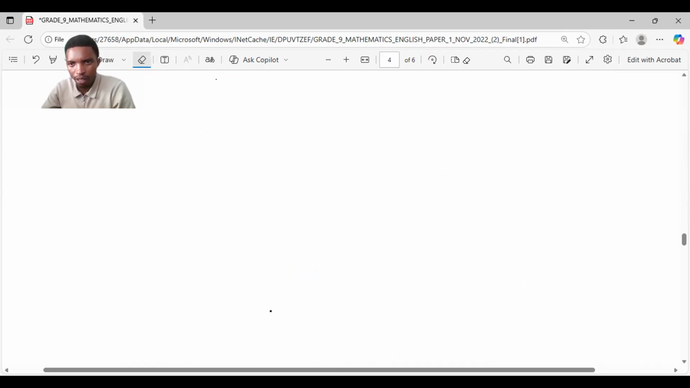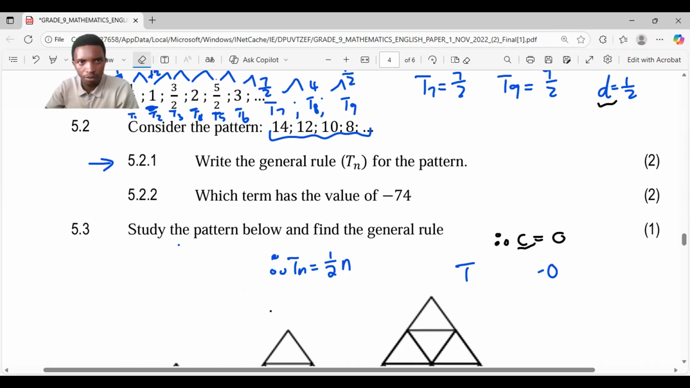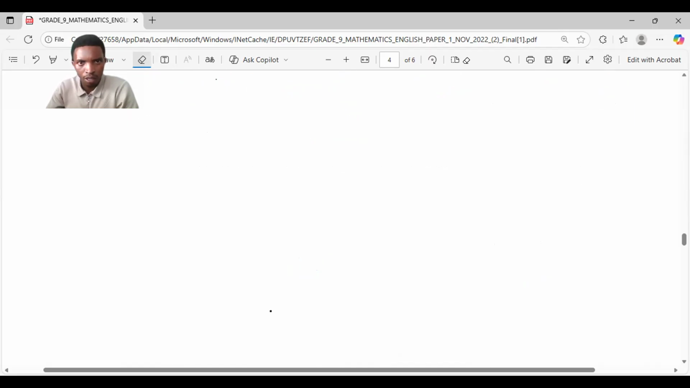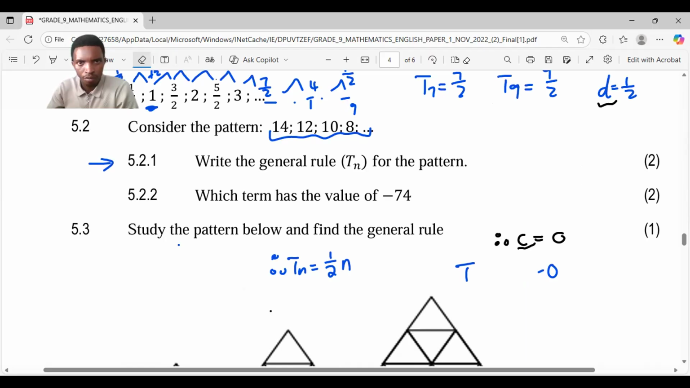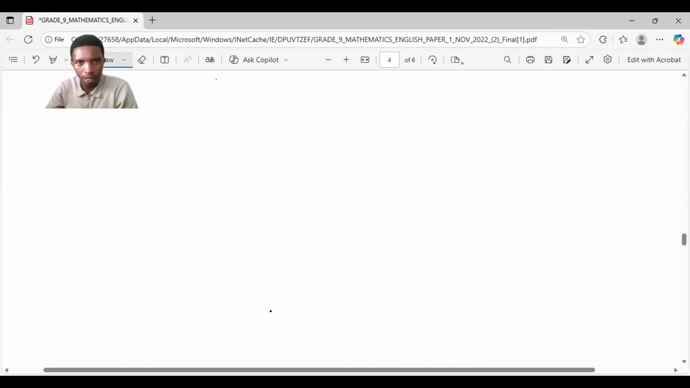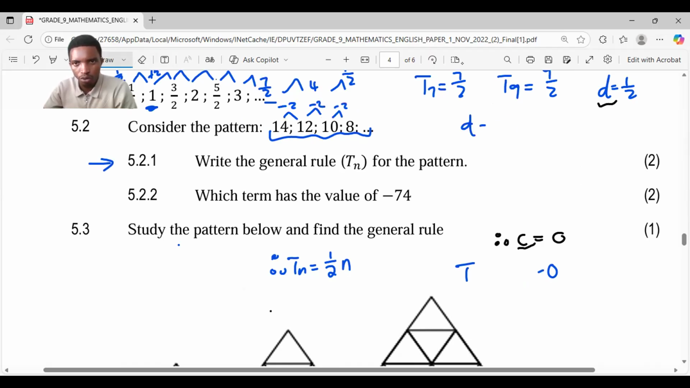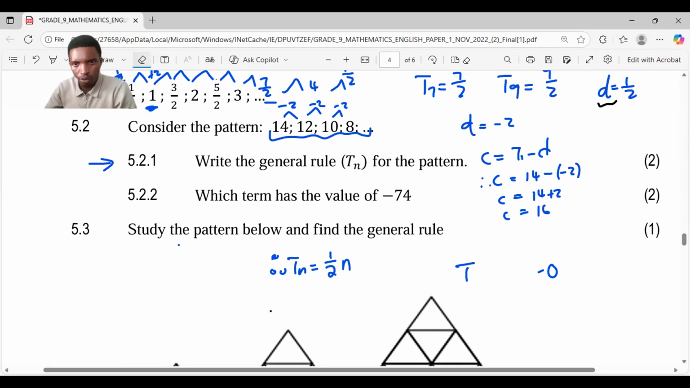So quickly, how much is our d in this case? d is -2. It's -2, correct. Tn is -2n plus 16. For us to get the next term here, we were minusing by 2, minusing by 2, minusing by 2. So our d here is -2, and then our c is going to be T1 minus d. Therefore c is going to be 14 minus (-2), therefore c is equal to positive 16. So now, our answer for this one, Tn is negative 2n plus 16.